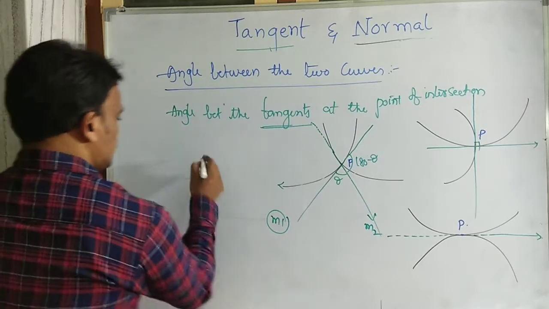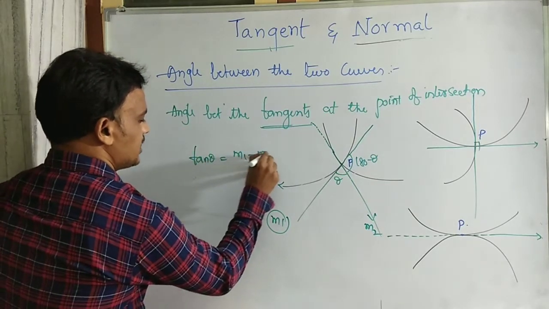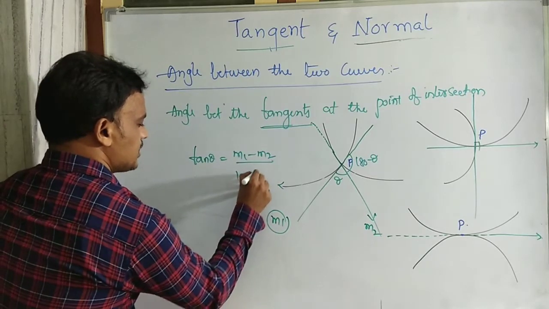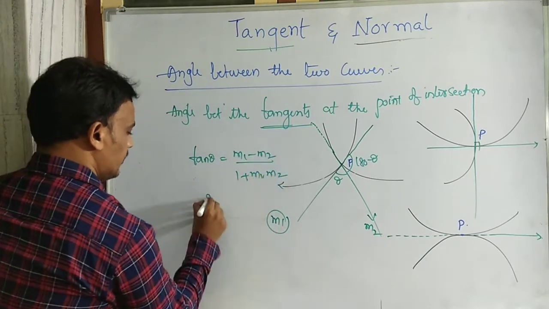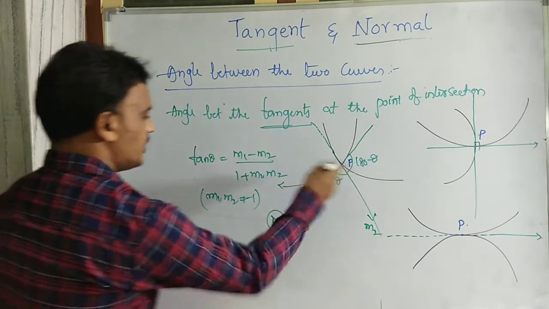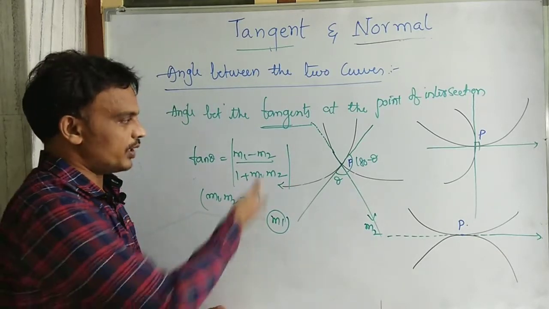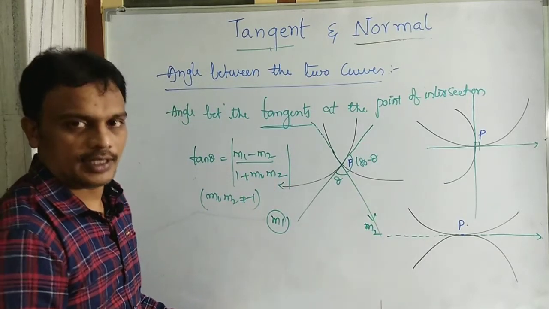Now by using this formula, tan theta equals (m1 minus m2) by (1 plus m1 into m2), where m1 into m2 is not equal to minus 1. If it is an acute angle, it is better to take the modulus. Like this, we are going to find the angle between the tangents.